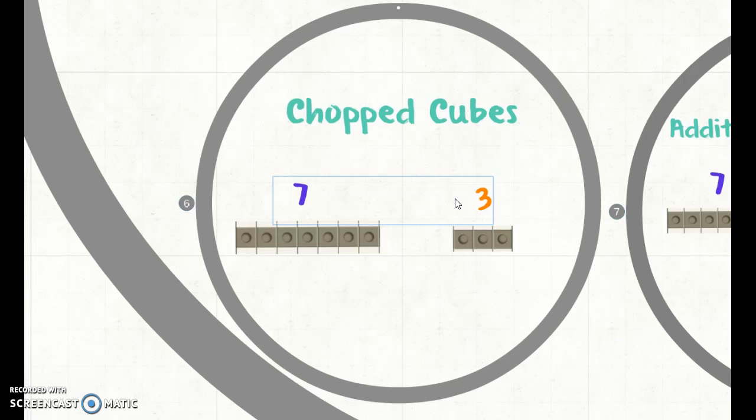Let's count how many cubes are in each group. We'll start with the first group. 1, 2, 3, 4, 5, 6, 7. This group has 7 cubes, so we will write a 7 above this row. Now we can do the next group. 1, 2, 3. This group has 3 cubes, so we will write a number 3 above this row.